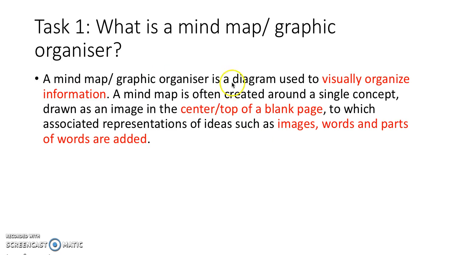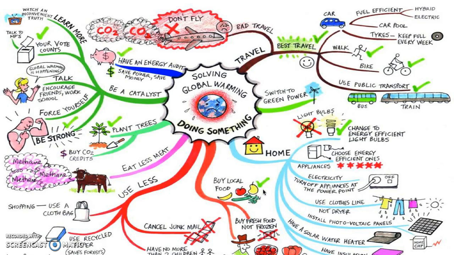So what do I mean by all this? Now let me show you one example of a mind map. This is an example of a mind map. If you look at this, this is the central idea. The central idea is about doing something to solve global warming. And notice the very nice pictures and also the words that link to a sub-idea. So all these are actually sub-ideas.